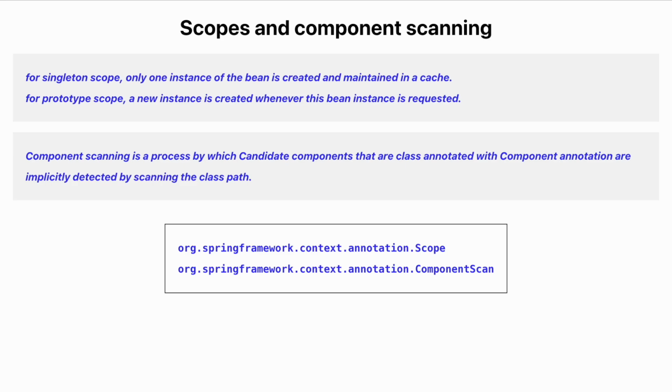Scopes. There are two scopes available. They are prototype and singleton. If a bean is assigned a singleton scope, then only one instance of the bean is created and maintained in a cache. The one instance is maintained in the container lifecycle.